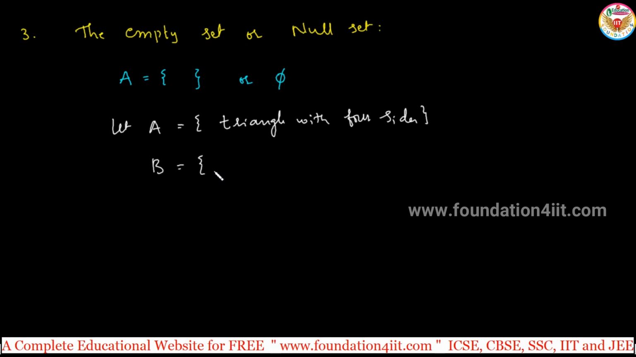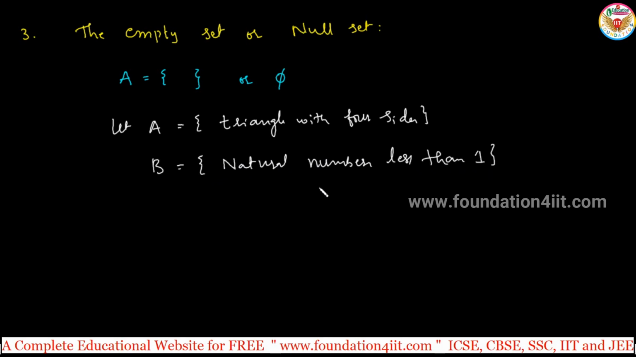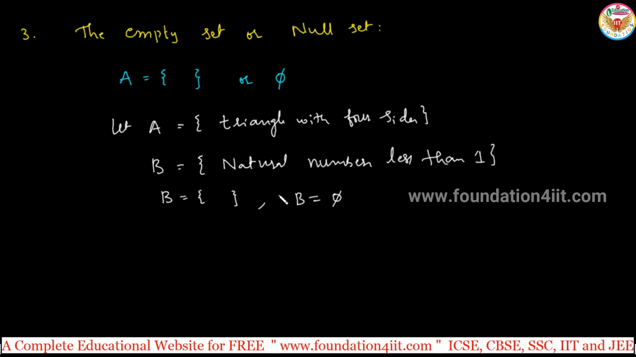Set B, natural numbers less than 1. Question is natural numbers less than 1. Natural number starts with 1, but less than 1 there is no any natural number. It is empty. So that means B is equals to null. That is, B is equals to void or null set or empty set, right? So there is no any element. The set is null set or empty set.